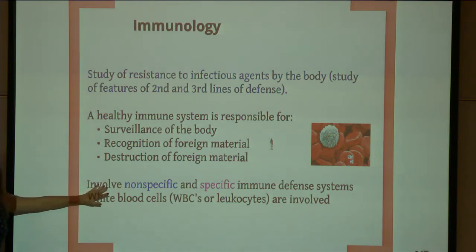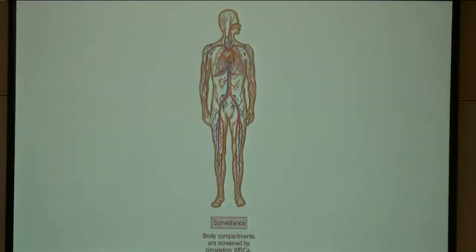Non-specific, second line, and specific, third line, work together to protect your body and prevent infection. Your white blood cells, also known as leukocytes, are involved in this process, and we are going to talk about all the types of white blood cells today. This is just showing surveillance: white blood cells circulate throughout your body, checking out everything.